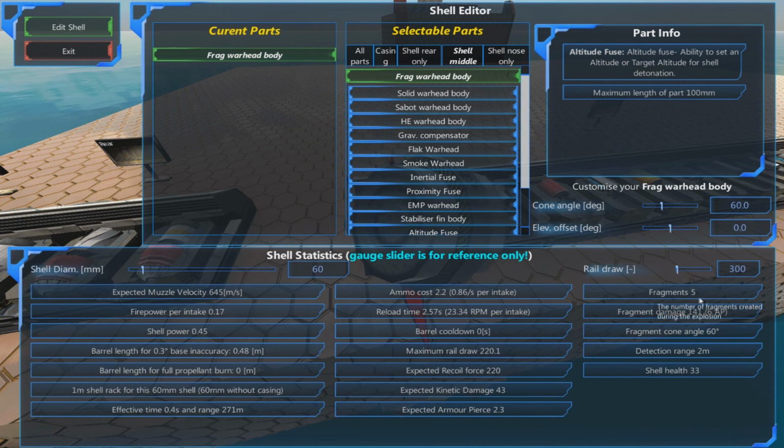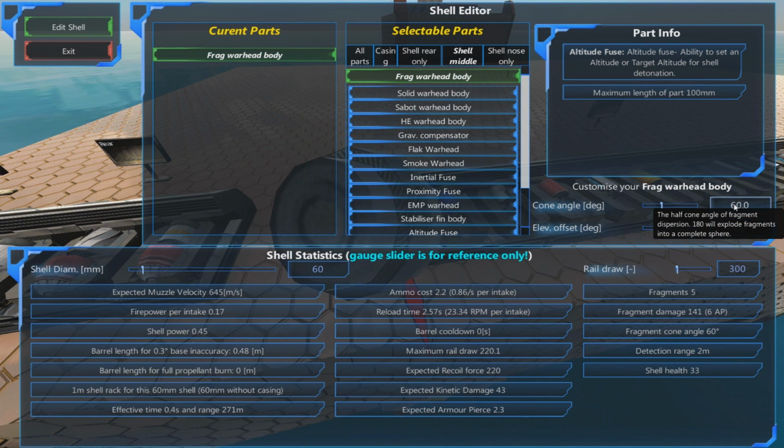There's the number of fragments. So in this particular shell, it's 5, which is not many. There's the fragment damage, which is the damage per one of these little frags, which in this case is 141. That's not much. And fragment cone angle, and the default is 60. At 180, it will explode fragments into a complete sphere. So it's what you use when you want good anti-air, for instance, or you just want the thing to guarantee a hit, no matter how small, on the target.